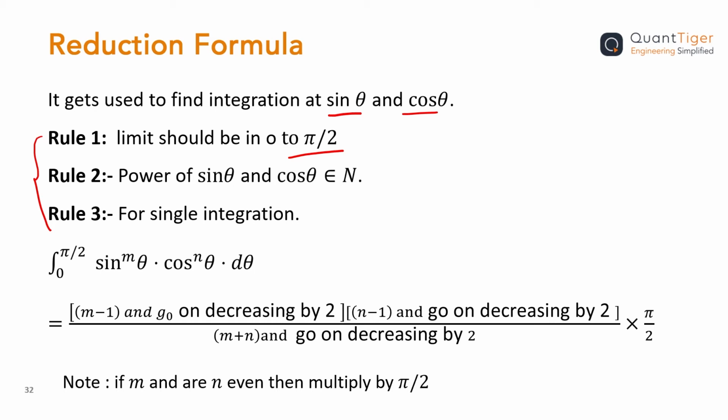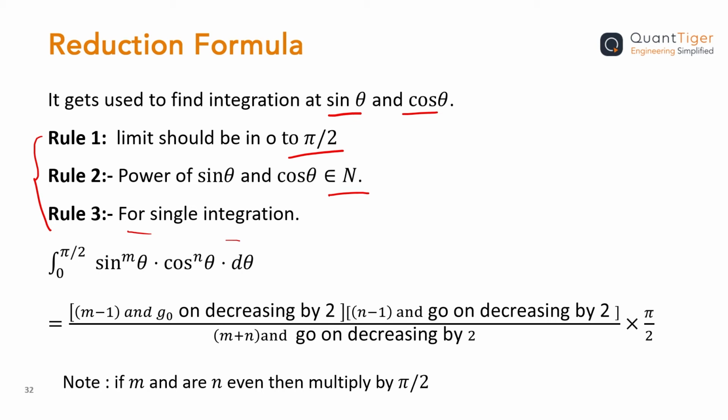Then the power of sine term and cos term should be a natural number: 1, 2, 3, it can go to infinity, any number. And there should be a single integration, no double integration should be there. So once the given function satisfies all these three conditions, then only we can apply the reduction formula.